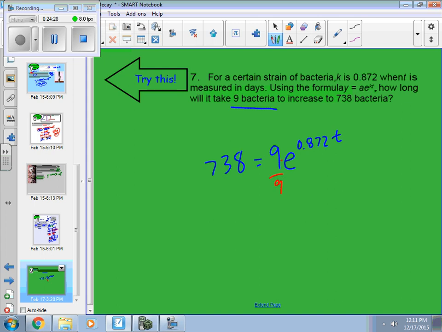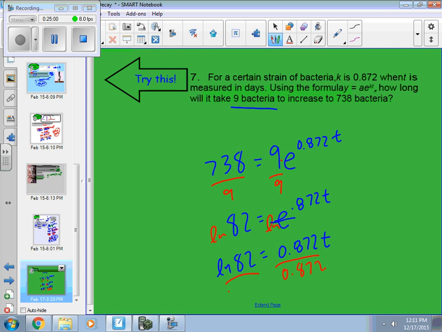Start by dividing by 9. And if we divide that by 9, that's going to be 82. Okay, now we're stuck here. So this is where you want to put in logs. And since we see E, we definitely want to do natural log of both sides. Okay, so we got ln of 82. We know ln and e are opposite, so on this other side we end up with 0.872 times t. Looks like to solve this one now divide. And we should get our answer.